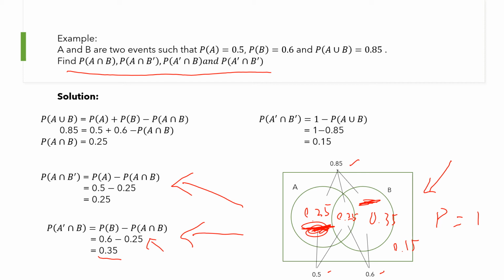Okay, P(not A intersect not B). That means outside of A and B, so it equals 0.15. You already have the answer. So you can see that this diagram is very useful for you. If you draw this diagram, you can solve all the questions.